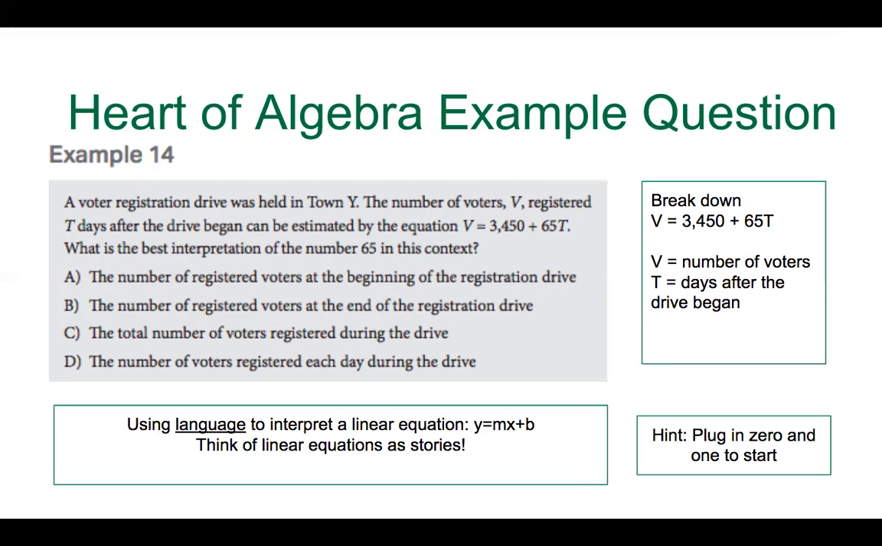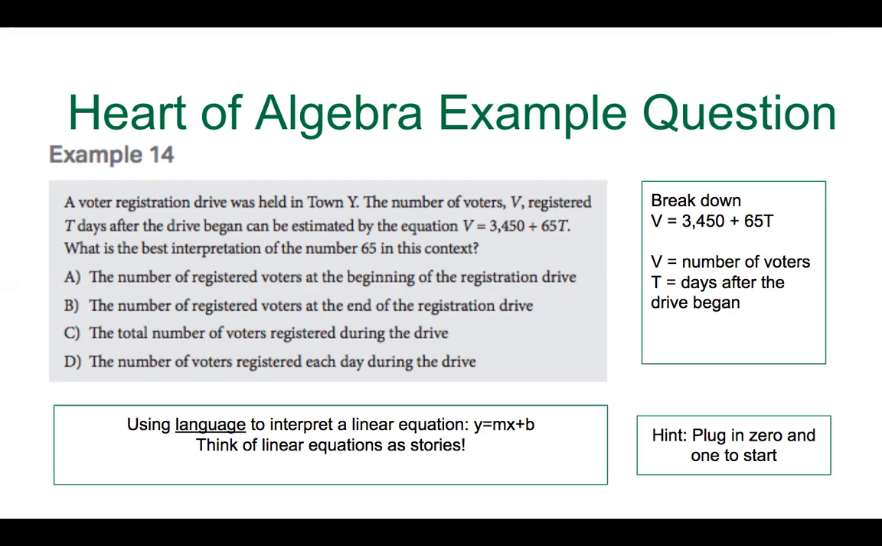What is the best interpretation of the number 65 in this context? So here they're asking you to look at this equation and understand what that 65 means in language, right? So when you see a problem like this, the letters might be very confusing because you have V and T and unfamiliar variables, right? So you want to think of this as just your simple y equals mx plus b linear equation. And you want to think of these linear equations as stories.